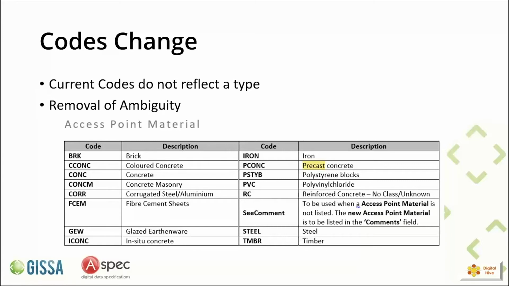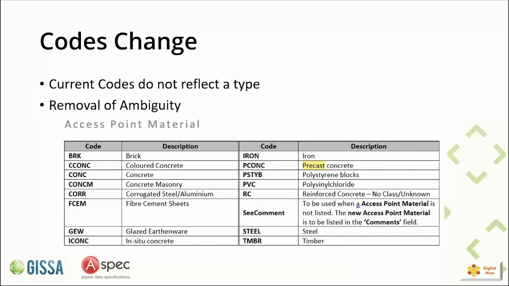Removal of ambiguity. Okay. So what we've now seen, and this has been brought up by some consultants who are using these tables for data capture, is that under access point material, we've got a code for precast concrete. What we want to do is separate out where we've got a mix of method and material, because it's not really an access point material.